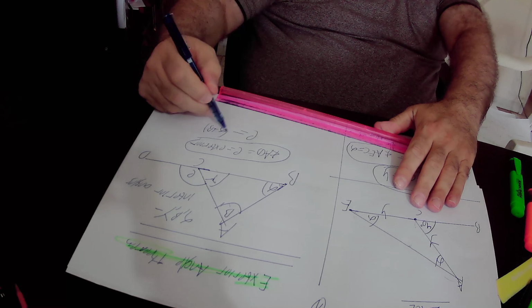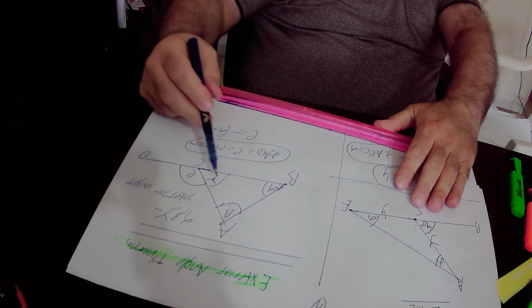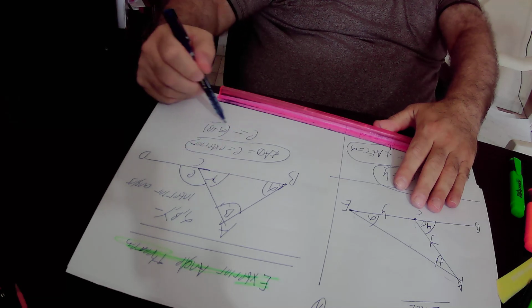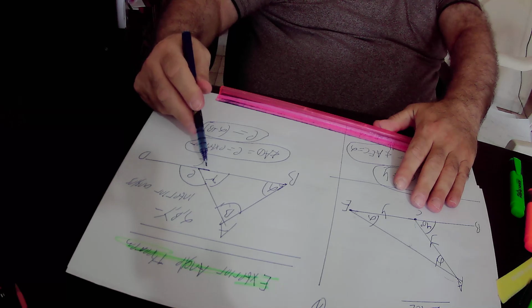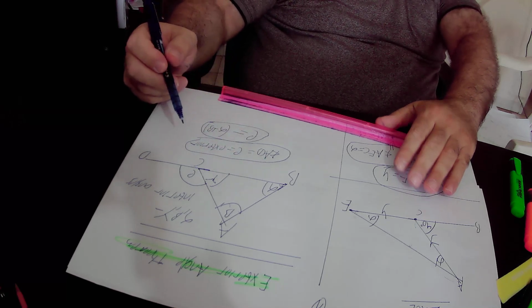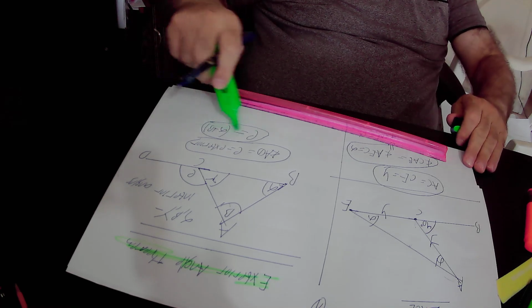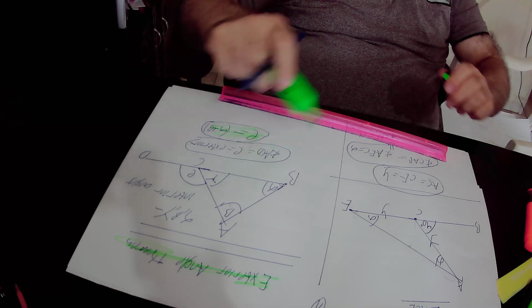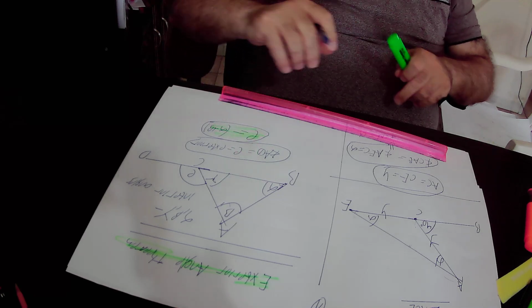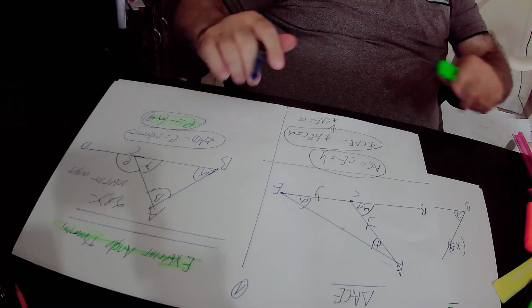So in conclusion, we found out that the size of the exterior angle, angle E, is equal to alpha plus beta. That is to say, it is equal to the sum of the two interior angles that are not adjacent to it. So according to the exterior angle theorem, the exterior angle, angle E, equals alpha plus beta. Now we will implement the exterior angle theorem in this triangle, triangle ACE.